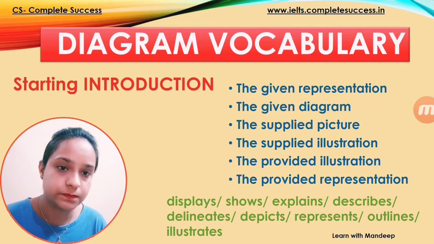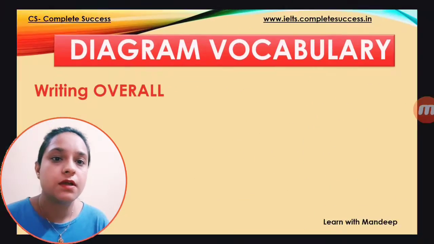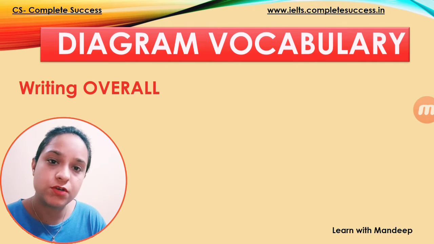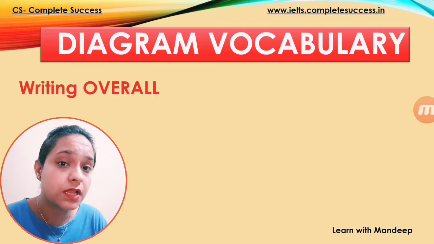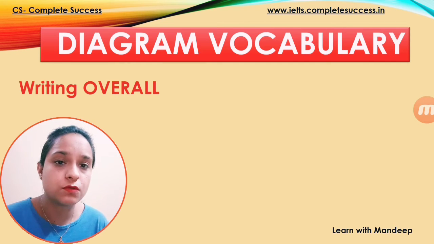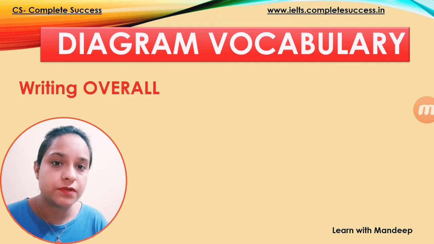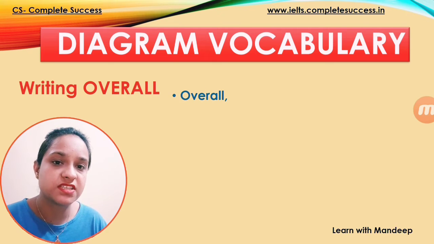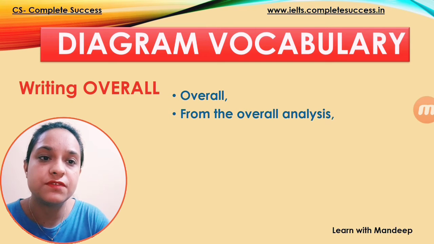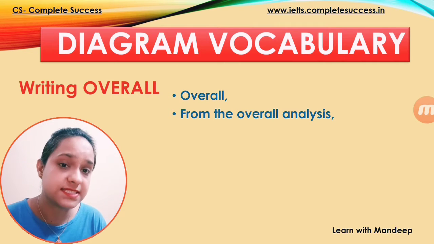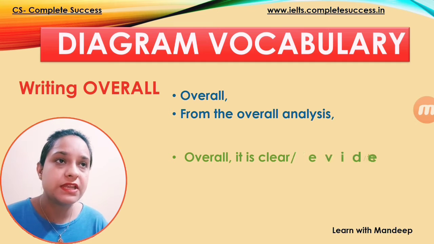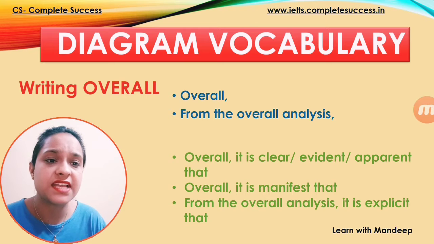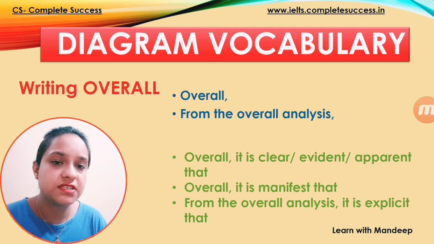Use any other word. Now, after that, you have to write overall. Firstly, you will give the introduction, then you will explain overall, and then two body paragraphs. So, in the overall, what you have to write? You can simply start with overall, and then you can explain, and you can use it in a different way, like from the overall analysis. But you can add some extra line that you can simply use, that overall it is clear that, evident that, apparent that. These are really simple forms.